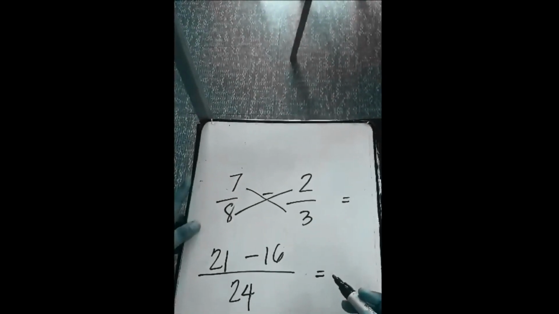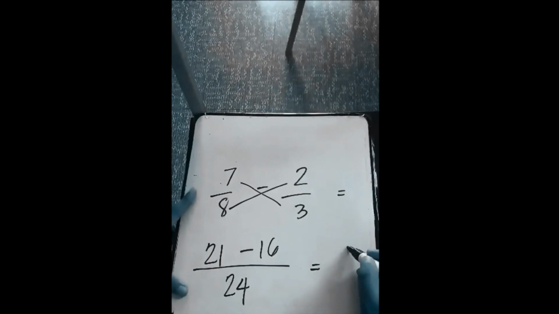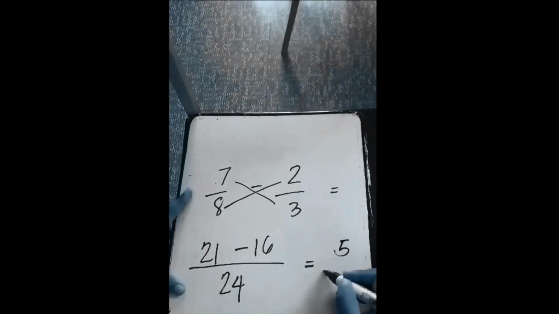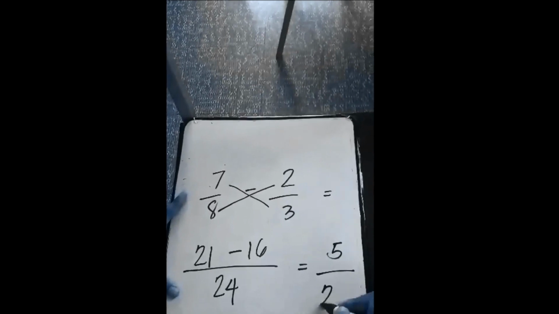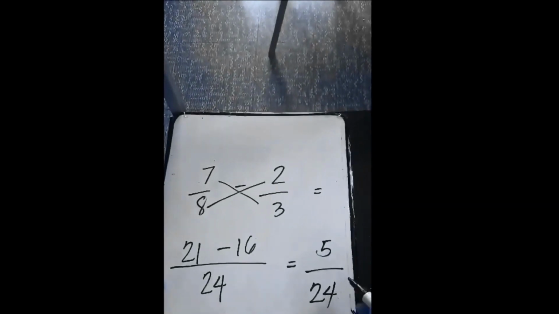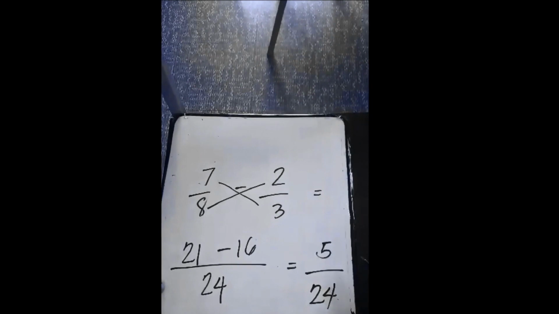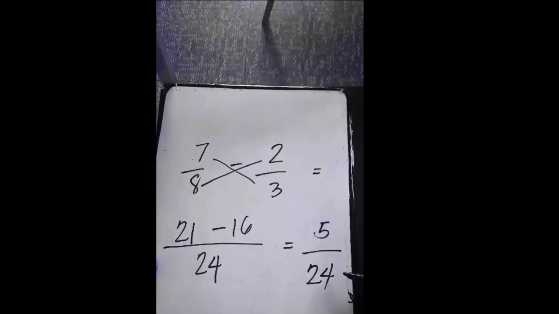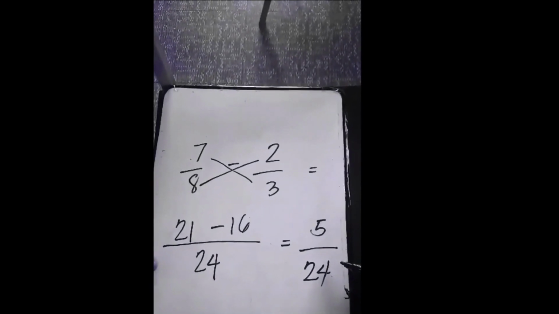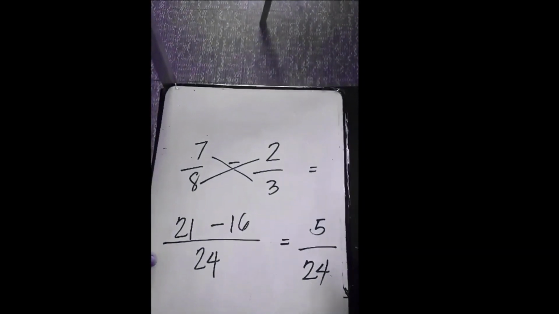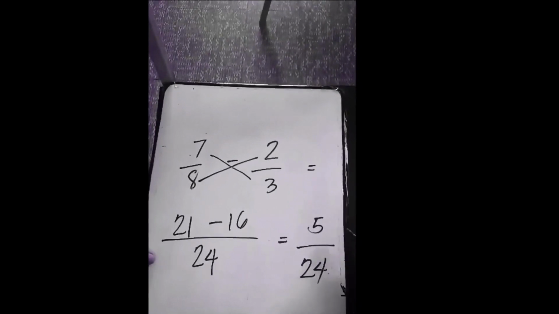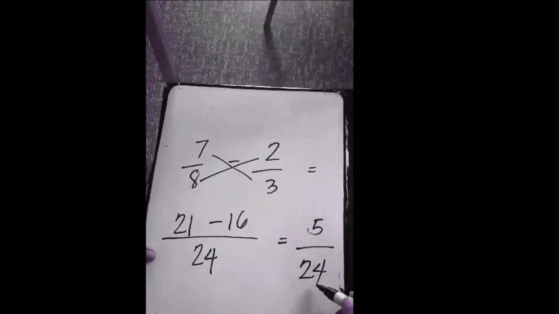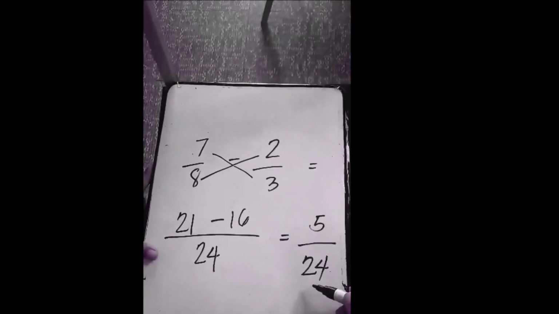And now we need to simplify our numerator. So we have 21 minus 16. That will give us 5 over 24. So since our numerator is a prime number, and there is no GCD that can divide both, we will stick to this as our final answer, 5 over 24.